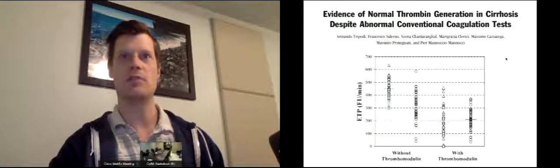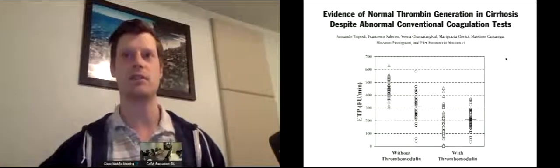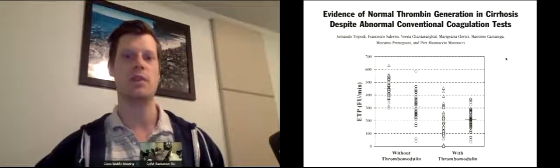So this study used a thrombin generation test to investigate coagulation function in patients with cirrhosis with and without added thrombomodulin. Thrombomodulin, as I'm sure everyone recalls from the Royal College exam, is an endothelial protein that functions as a cofactor in the thrombin-induced activation of protein C by forming a bond with thrombin. So that raises the speed of protein C activation by about 2,000-fold. Conventional coagulation studies don't account for the effect of thrombomodulin or protein C. If you're wondering what ETP stands for, that's endogenous thrombin potential.